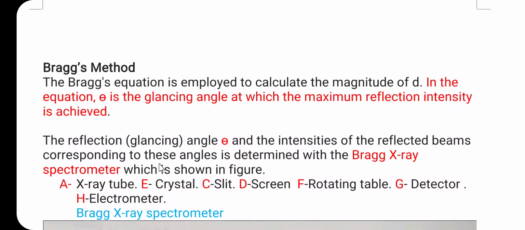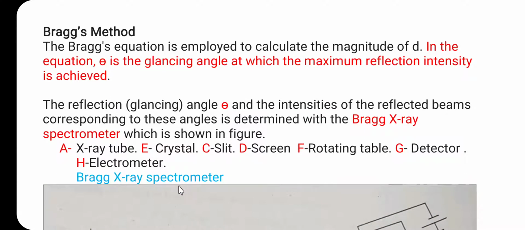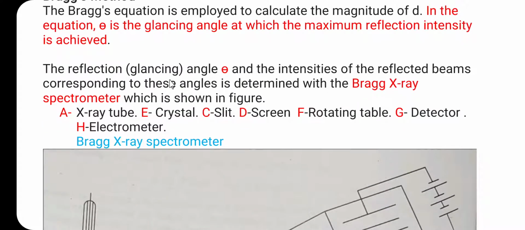Then the next point is Bragg's method. This is the Bragg X-ray spectrometer. Here Bragg's equation, 2D sin theta is equal to n lambda, is used to calculate the magnitude of D. In the equation, theta is the glancing angle at which the maximum reflection intensity is achieved. The intensities of the reflected beams corresponding to these angles are determined with the help of Bragg's X-ray spectrometer, which is shown in the figure.